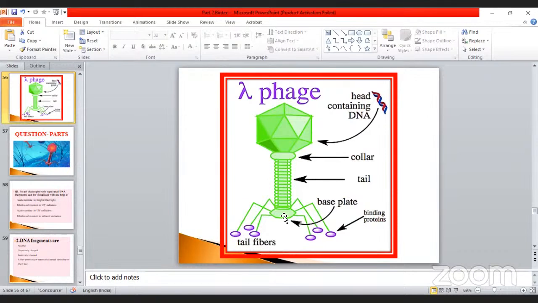It can easily adhere to the surface of any bacteria. It can easily fix it. That is the tail plate. The base plate is also there. It can easily bind with the bacteria. That's why it is called a what is that?